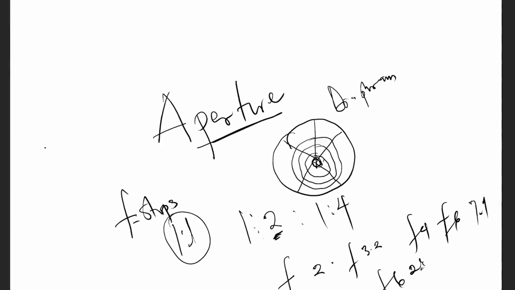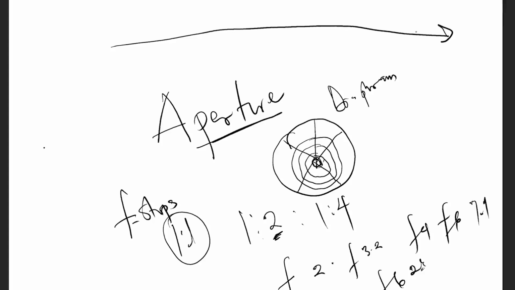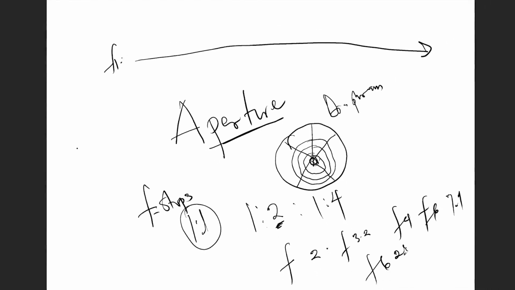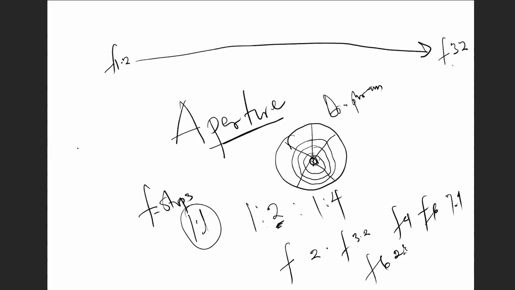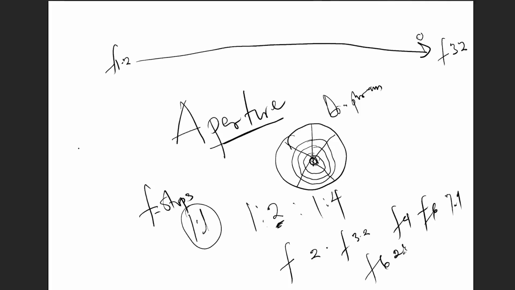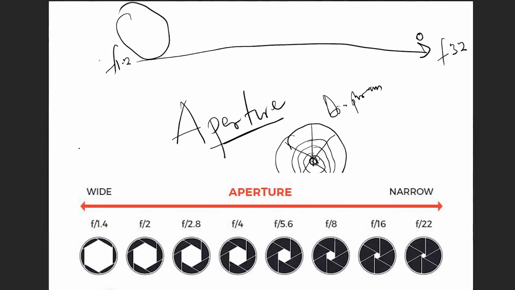So the problem here is that as this progresses, let's say from f1.2 to f32, f32 does not mean big aperture, does not mean large widening or wide opening of the lens. Do you get it now? F32 means small opening, while f1.2 means large opening. Yeah. The smaller the f-number, the bigger the opening.